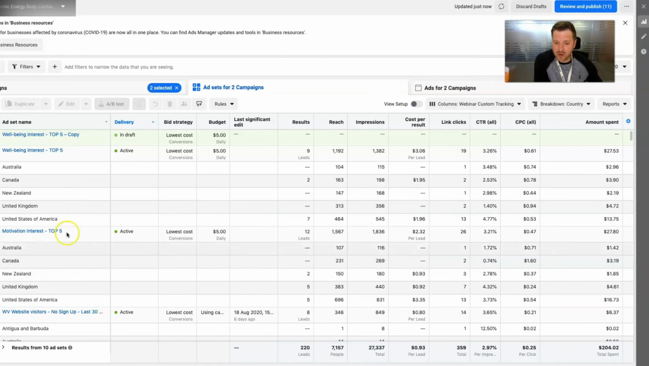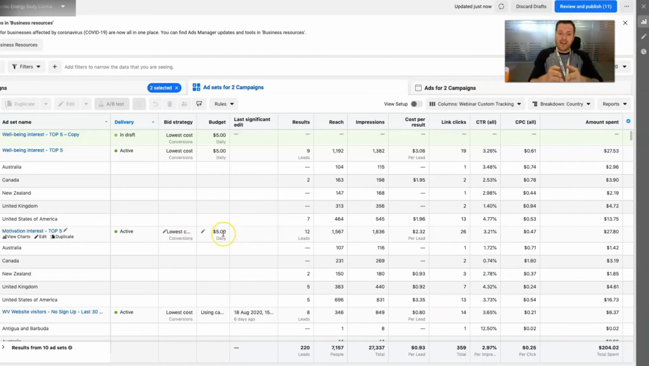So what you do then is you would then take the best interest, which in this case is motivation, and then what you do is you duplicate this into a new campaign, but you would just remove the other countries, and then you just target the UK, or, we wouldn't really target the US, but you just target the UK or New Zealand, and then you'd run that at $5 a day.